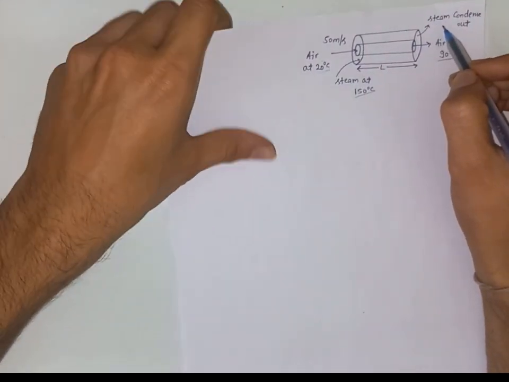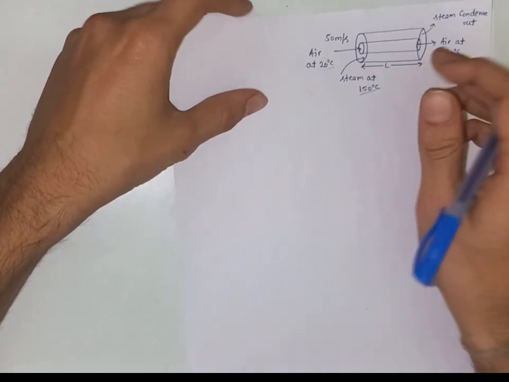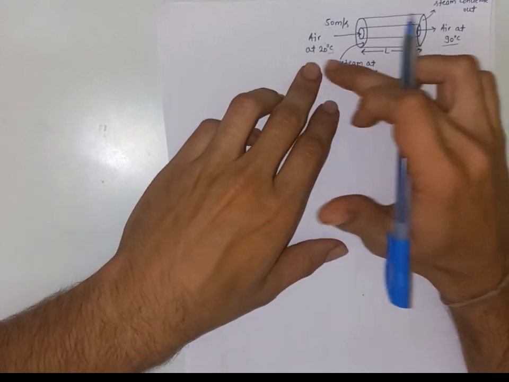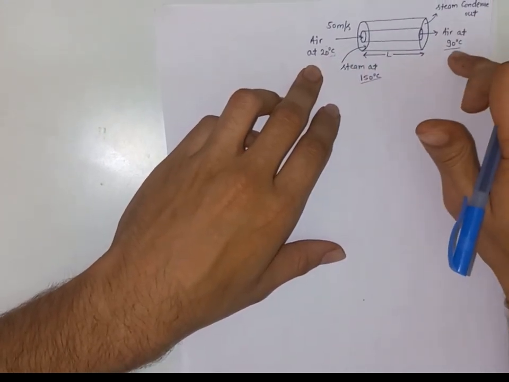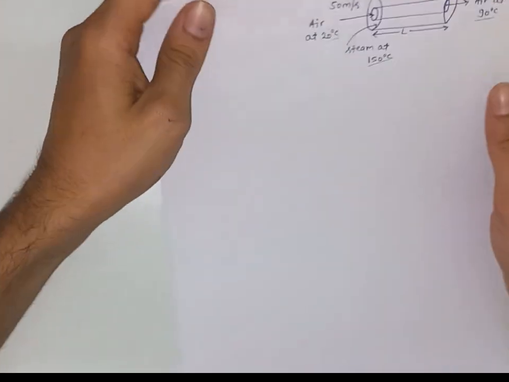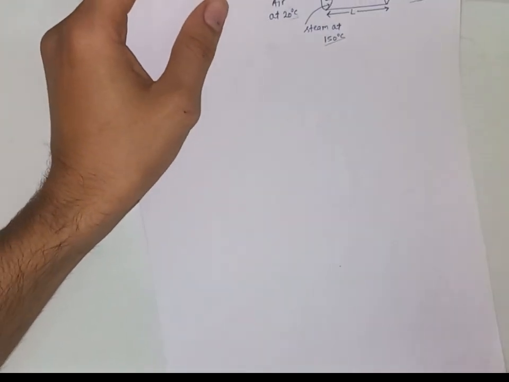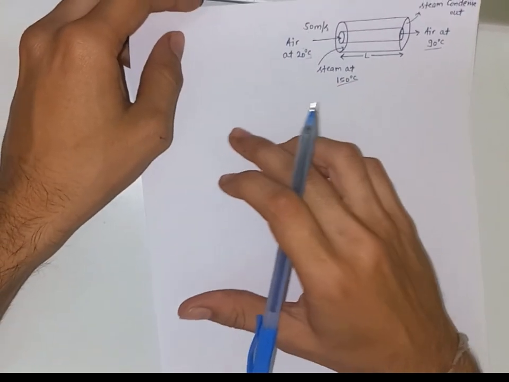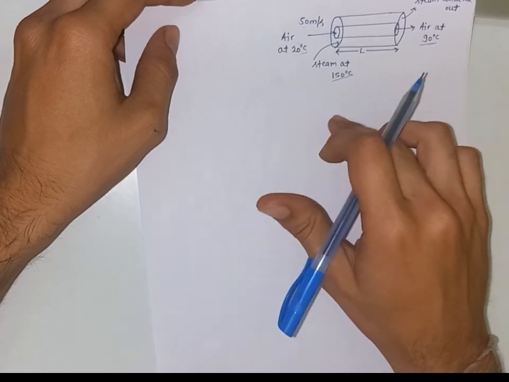So in this question we need to find the length of this heat exchanger so that we can increase the temperature of air from 20 to 90 degrees Celsius from one side to another side. So the basic approach of this question is that we can go by the energy balance and mass balance.